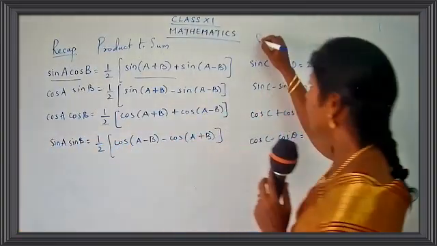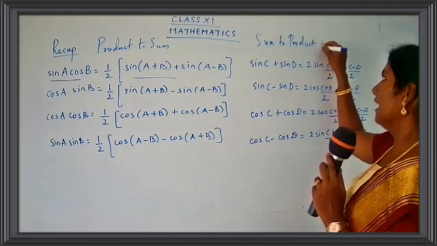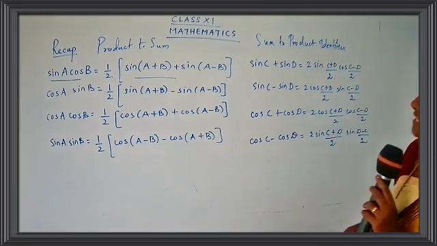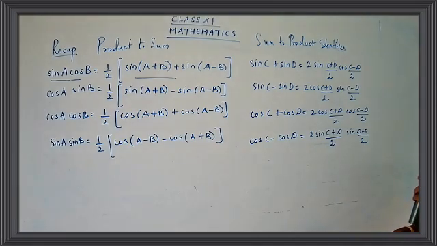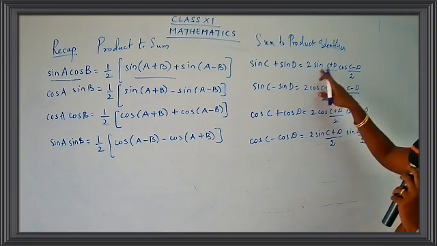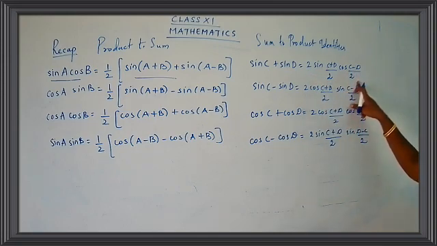Now let us see sum to product identities. Again, here we have four identities. The first one is sin C plus sin D. So what is the formula for sin C plus sin D? It's 2 sin C plus D by 2 cos C minus D by 2. What is the formula for sin C plus sin D? 2 sin C plus D by 2 cos C minus D by 2.